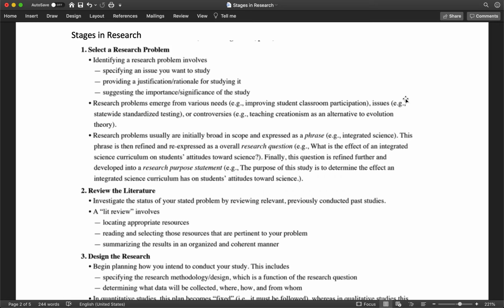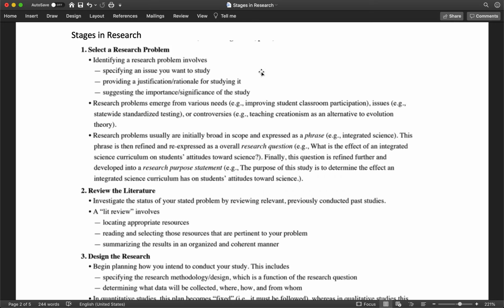And you want to identify the research problem. What is a problem you want to solve? A good research study has to have some sort of implication to the body of research that you're doing, or has to have an implication to the industry that you're trying to apply it to. So you want to specify the issue that you want to study.